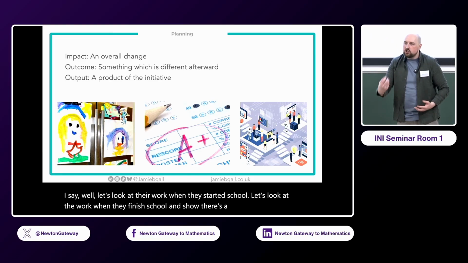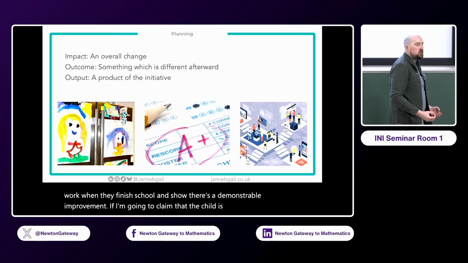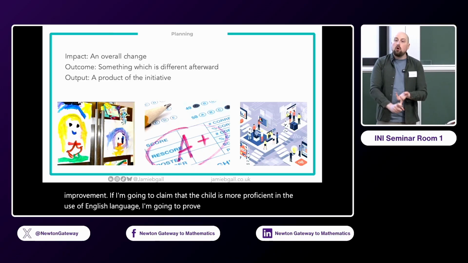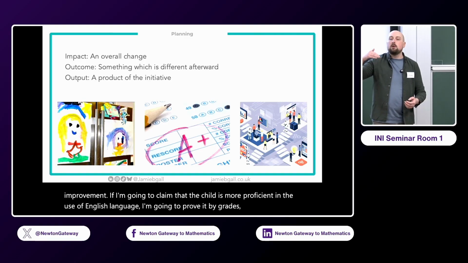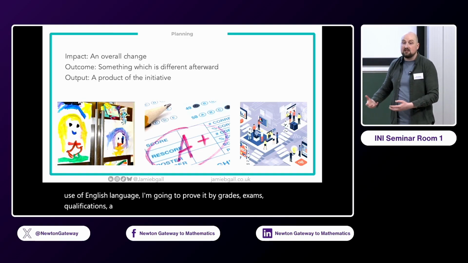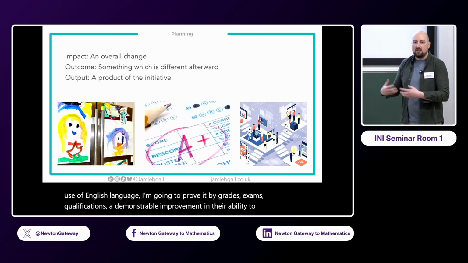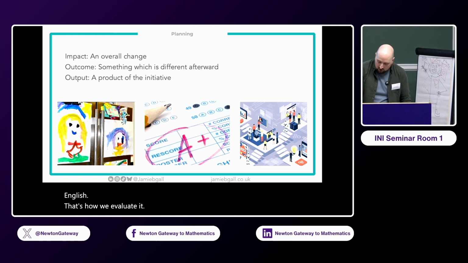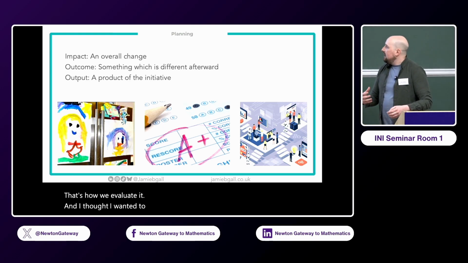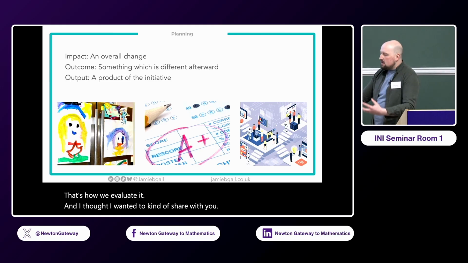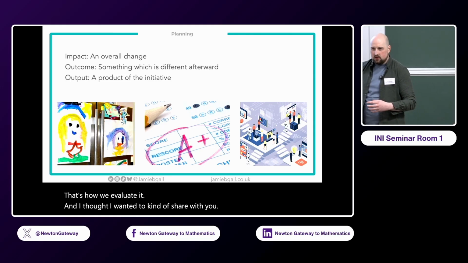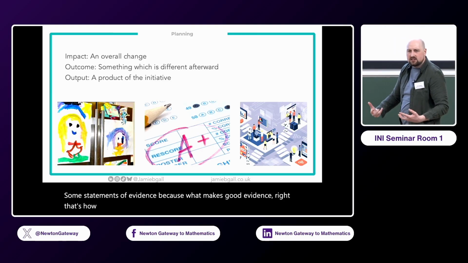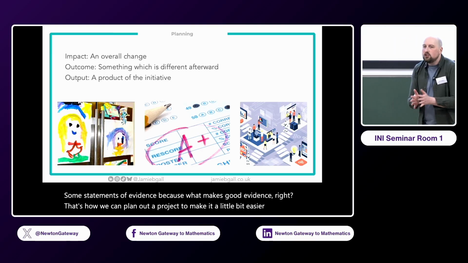If I'm going to claim that the child is more proficient in the use of English language, I'm going to prove it by grades, exams, qualifications. A demonstrable improvement in their ability to deal with English. That's how we evaluate it. And I wanted to share with you some statements of evidence. Because what makes good evidence? That's how we plan out a project to make it a little bit easier to evaluate. But what makes good evidence?